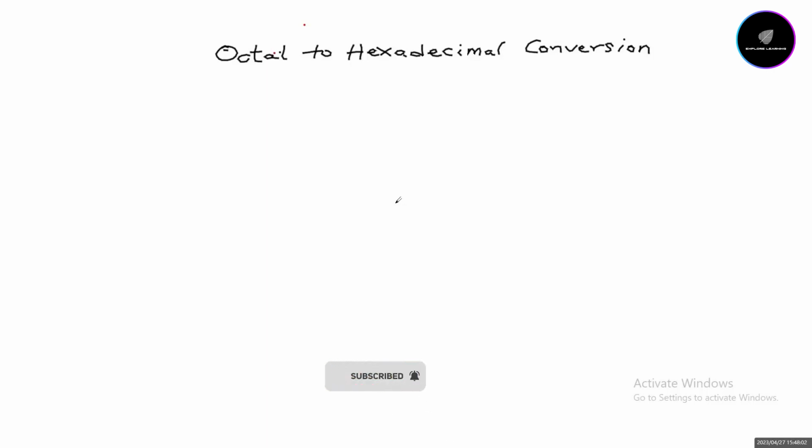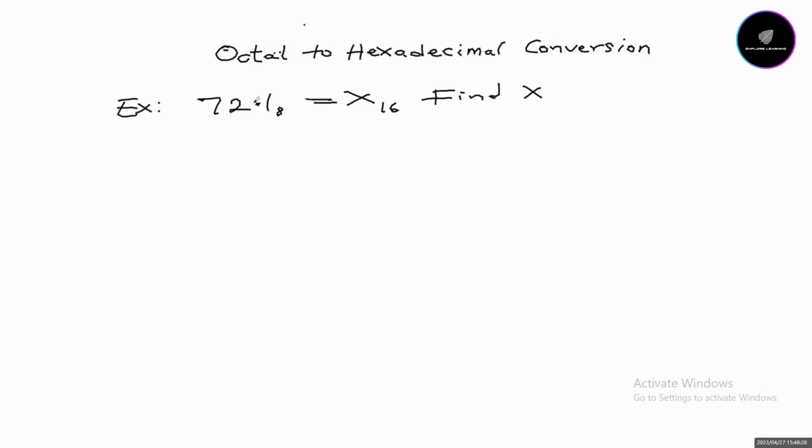Now let's consider the example. It says 72.1 base 8 equal to x base 16. Find x. Now remember the rule. The rule is that there is no straightforward method to just convert base 16 to base 8 or base 8 to base 16. So all we need to do is follow the laid-down method, which is to convert first to binary and then from binary to base 16, just like we did in our previous video where we considered hexadecimal to octal conversion.